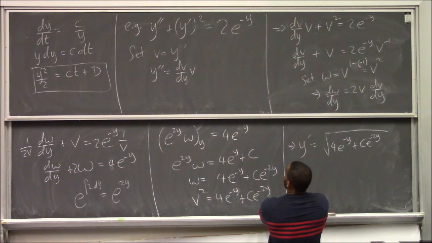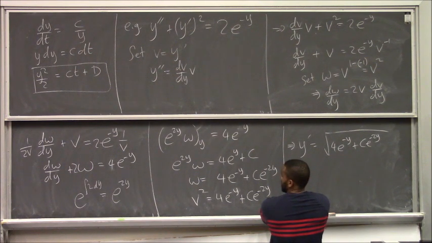I don't remember ending up with a square root anywhere. So maybe just check that we actually did everything fine. From here, dw by dy, we say 2v dv by dy. So that's 1 over 2v, that looks fine. We replace that guy with 1 over 2v plus v equals e to the minus 2y.